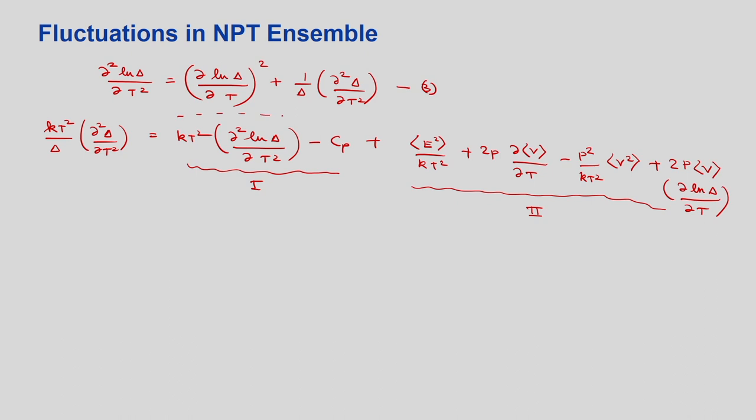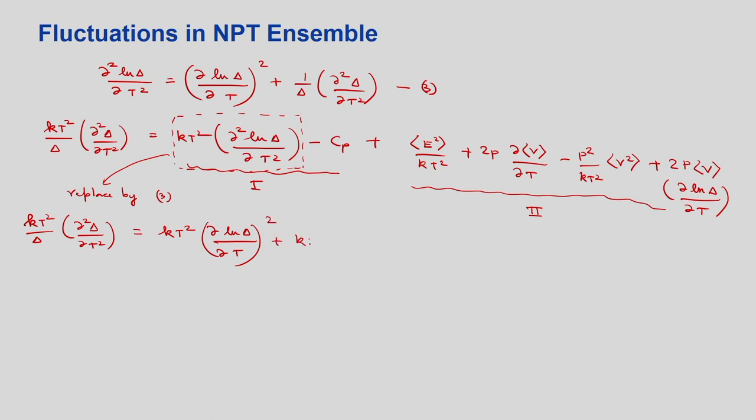Now what you do is, this particular term, replace by this equation 3. So equation 3 means you have the term of kt square dou square ln delta by dou t square. So you multiply kt square both sides and then replace this term here. So if you do that, you will get finally kt square by delta dou square delta by dou t square. Now this kt square, if I want to replace only this derivative term dou square ln delta by dou t square, it will be kt square into dou ln delta by dou t whole square plus kt square by delta dou square delta by dou t square.